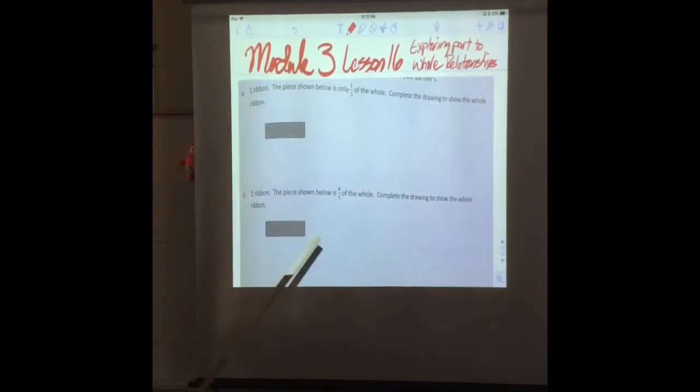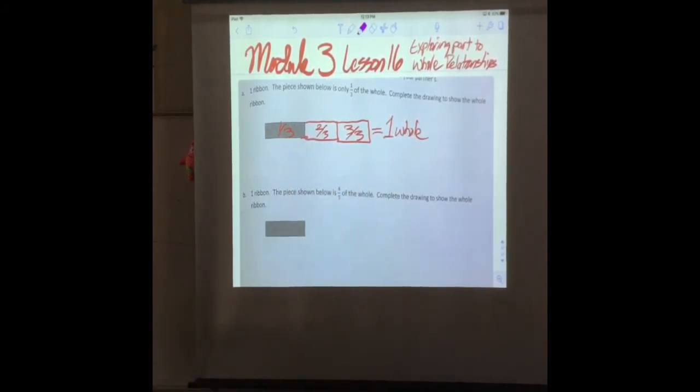We have one ribbon. All right. The piece shown below is 1/3 of a whole. If it's 1/3 of a whole, this is 1/3. I'll put that on there. So I need to make another third, right? So that would be 2/3, and then another third, and this would be 3/3, right? And that would all make one whole. So we completed our drawing to show the whole thing.